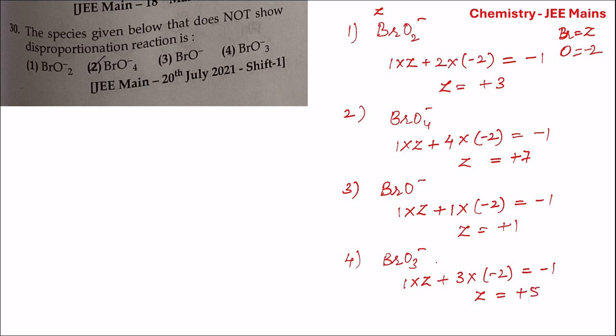How to solve this equation? 1 into Z is Z, plus 3 into minus 2 is minus 6. This is equal to minus 1. So Z minus 6 is minus 1. From this, Z is equal to minus 1 plus 6, which is equal to plus 5. In this way, all the other equations can be solved.